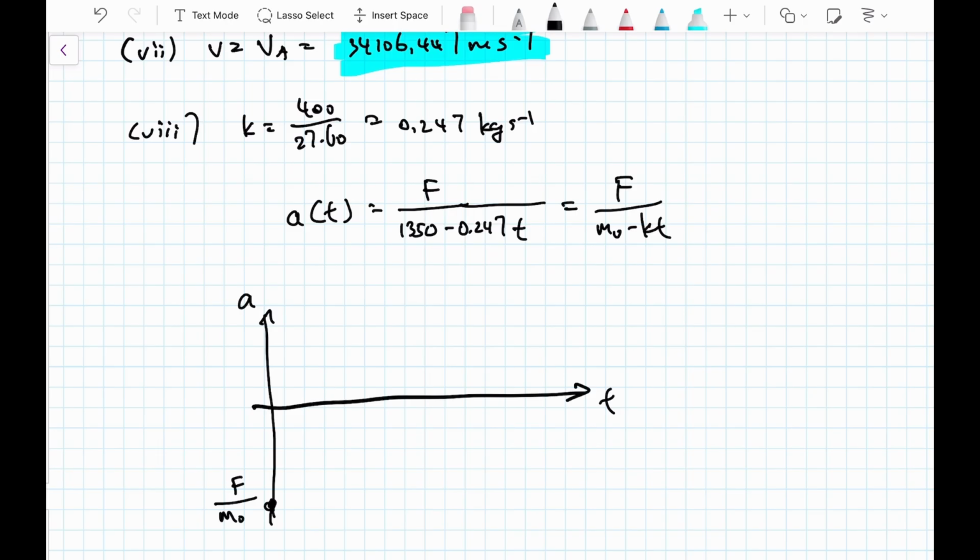And then as t increases over time, essentially we'll reach a point where kt is equal to m0. So technically the acceleration is increasing over time. Let me move this down a bit. Somewhere over here, the magnitude of the acceleration is constantly increasing. So we're starting over here, and as time goes on, it will increase.